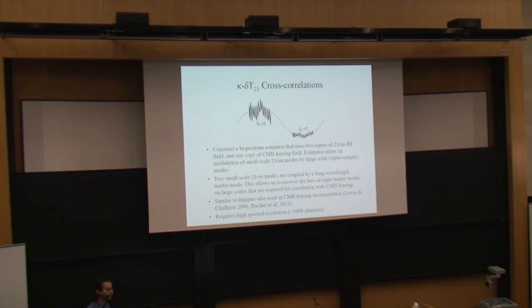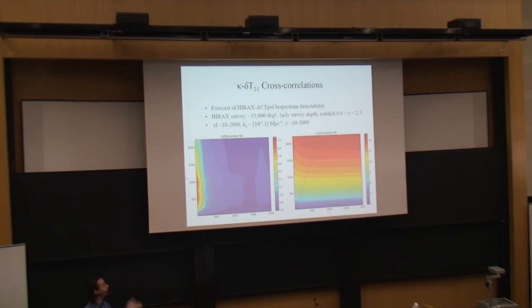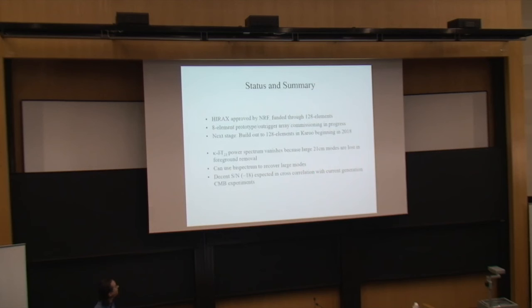It does require very high spectral resolution, but this is something that we will have with HIRAX. We have roughly 1,000 channels between 400 and 800 megahertz. And so Kevi's done some simulations using ACT as a test case, but you get similar results for SPT or other current generation CMB experiments. The takeaway is that there should be very high signal to noise on this cross correlation detection for current generation CMB experiments. So that's the punchline: the two-point correlation probably won't work, but if you use the bispectrum, that's the way to go.